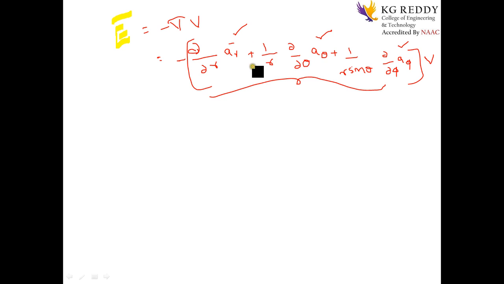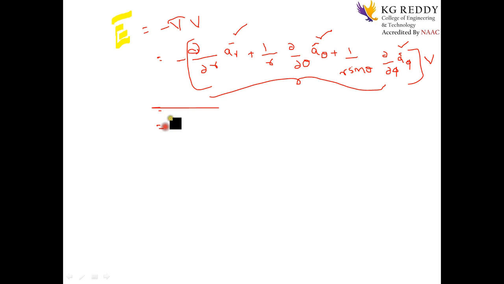That is the reason you are seeing AR, A theta and A phi: the point P, where we found the absolute potential and where we need the electric field intensity, is taken in the spherical coordinate system. So that's why I have represented the del operator in spherical coordinates. This is the equation for the del operator, dou by dou r into AR, where AR, A theta and A phi are the unit vectors.